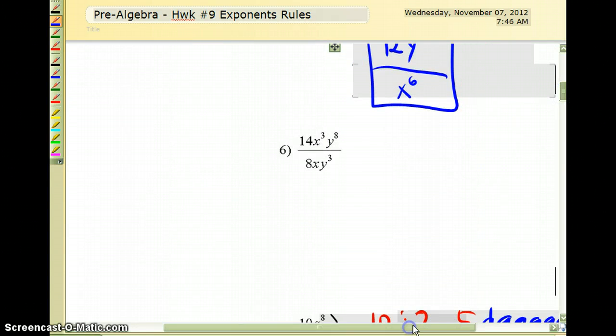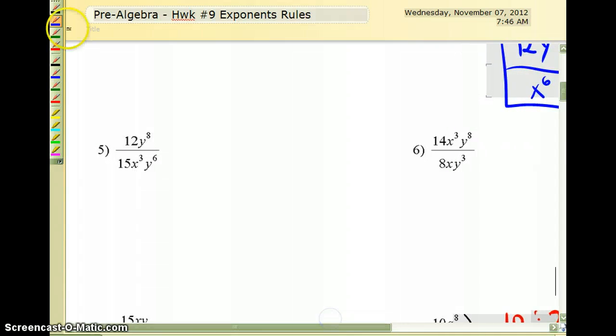Okay, and then number 5. I want to simplify the 12 and the 15 by dividing both of those numbers by 3. That would be their common factor. I would get 4 over 5. And I'm going to take care of the y's and the x's.